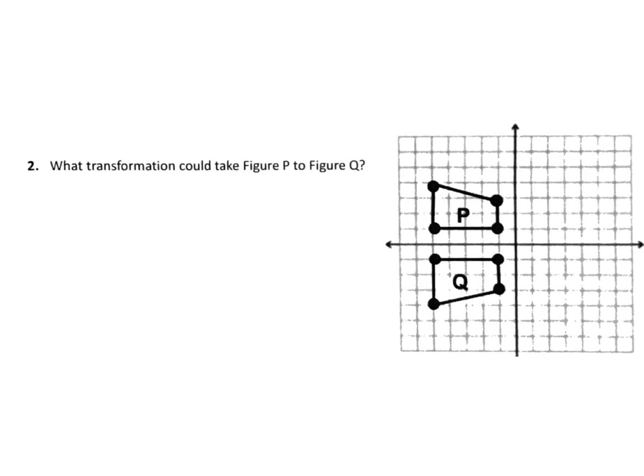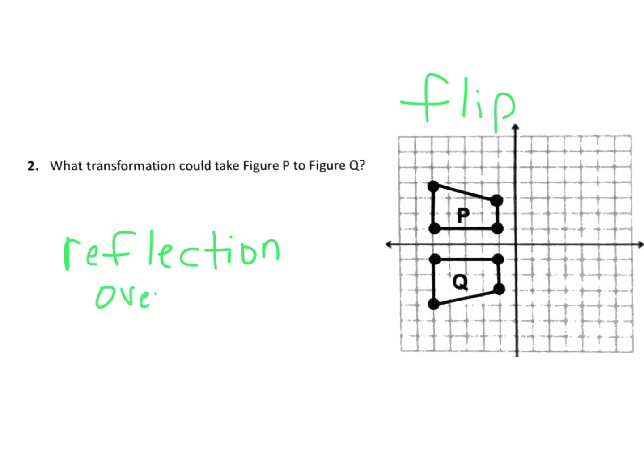What transformation would take P to Q? It definitely looks like it is flipped over. And as you recall, a flip is a reflection. You could also check this with your patty paper to be sure. It's a reflection, and this one is a reflection over the x-axis. Remember, the horizontal axis is the x-axis, and the vertical axis is the y-axis.